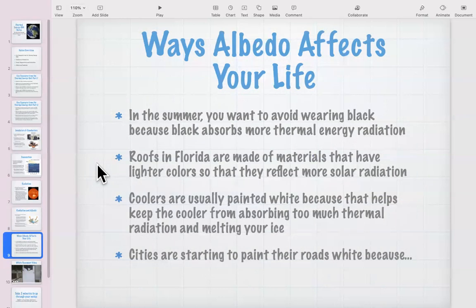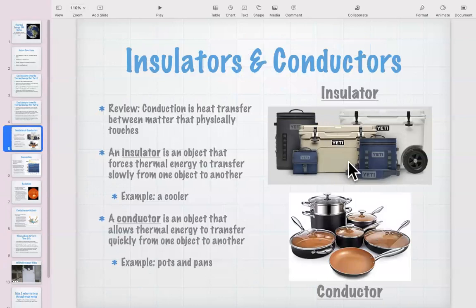Now you will find those, but a lot of homes have tried to avoid shingles that are dark colored because then they have higher temperatures in their homes that they have to work and pay more with their air conditioning bills. Coolers are usually painted white because that helps keep the cooler from absorbing too much thermal radiation and melting your ice. So if we go back to that idea of insulators, out of all of these, the best one to really buy is this white one.